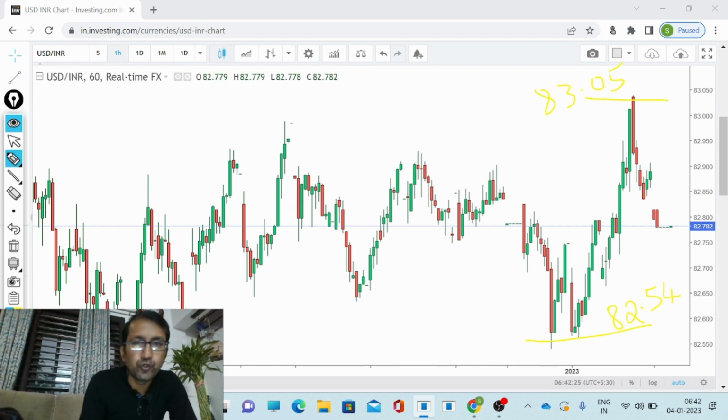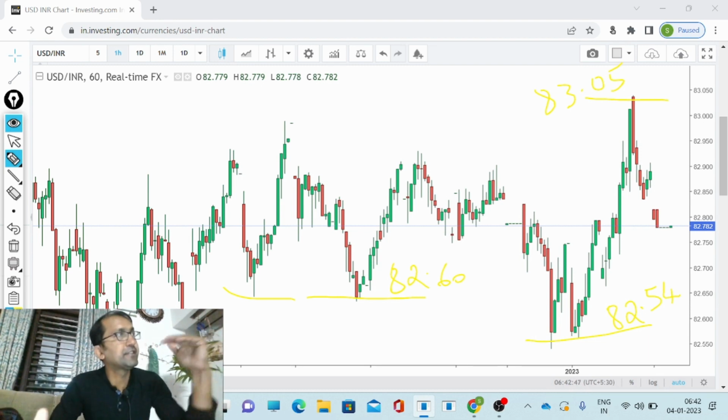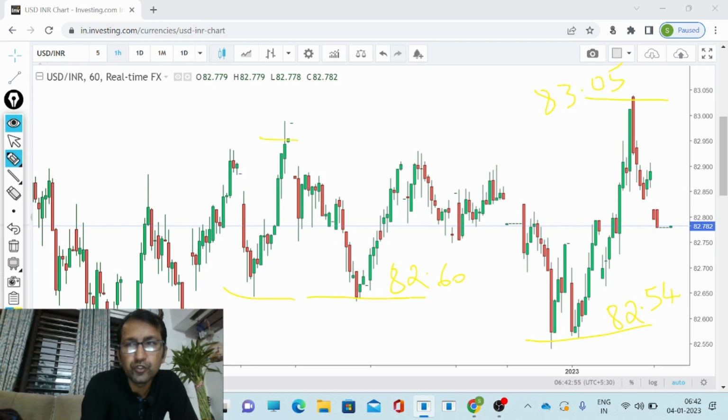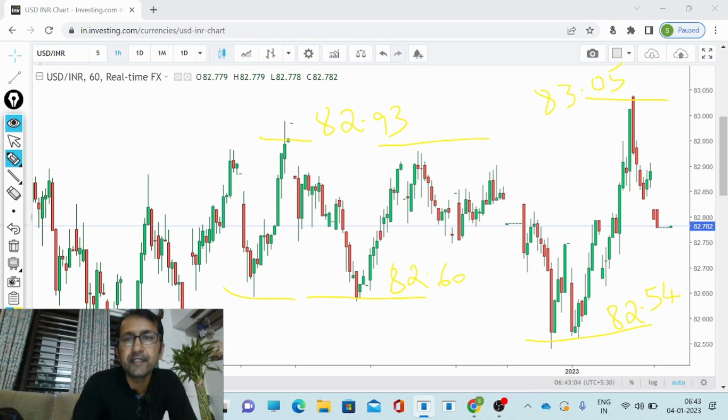If you go back, it took support at around 82.60, and previously many times you can see it has fallen to 82.60, 82.54. So 82.54 will be a major support. On the upper side, previously many a time, 82.93 has been the resistance.